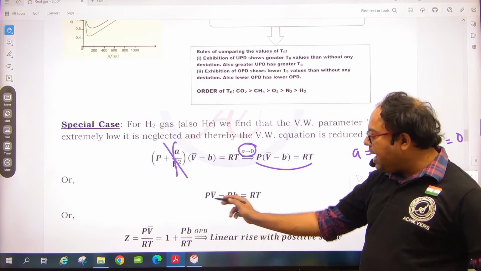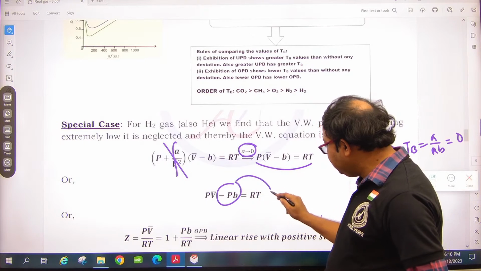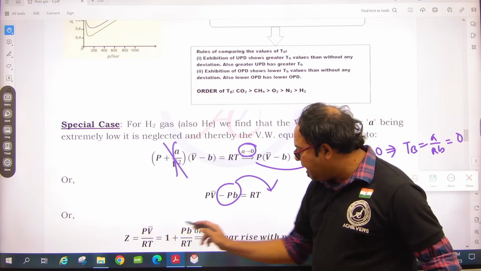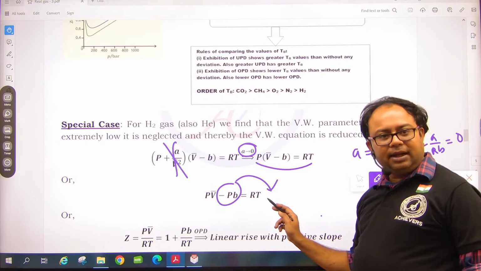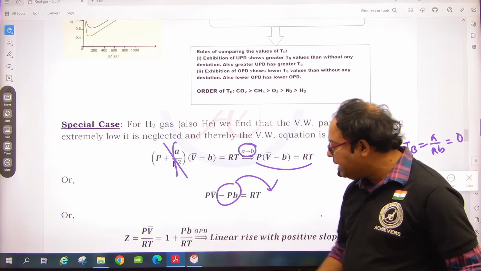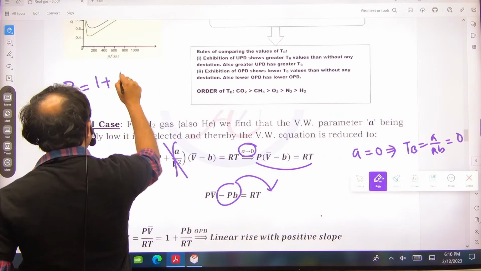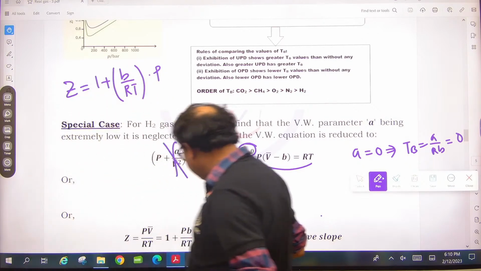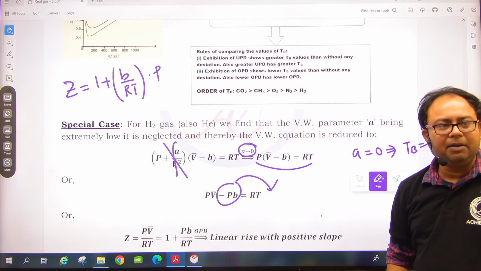So you divide all the terms by RT and bring this term to the right hand side. So it becomes PV bar by RT equals RT by RT, which is 1. This minus becomes plus on the right hand side, so it becomes Pb by RT. So the expression of Z is 1 plus b by RT multiplied by P. 1 plus Pb by RT can be written like this.